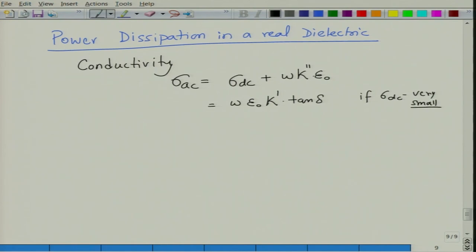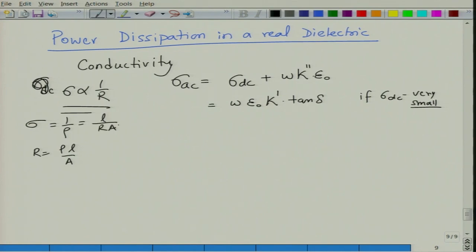So if sigma DC is very small, what we are saying here is that sigma is proportional to 1 over R. Sigma is nothing but 1 over rho, and R is equal to rho L divided by A. So rho will be equal to R A divided by L. Essentially, if you leave the dimensions apart, sigma is nothing but 1 over R, and 1 over R is G. So essentially sigma scales with G, and that is what we have done.